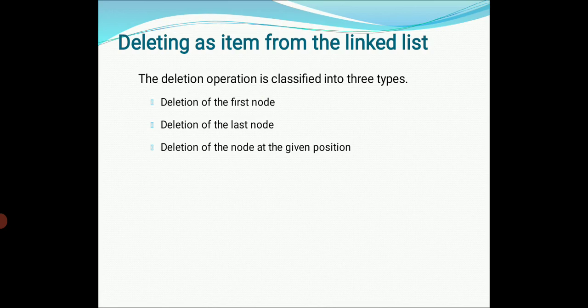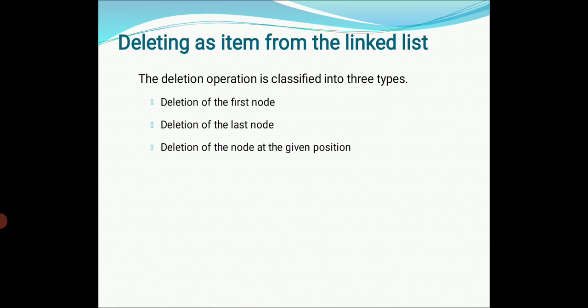Last class we discussed the operations on the linked list. There are different types of operations. The first is creating a linked list. The second is inserting into a linked list. Inserting a node into the linked list can be categorized into three different types: inserting a node at the beginning of the linked list, inserting a node at the end of the linked list, and inserting a node at a given position. These are the three different ways of inserting a node into the linked list.